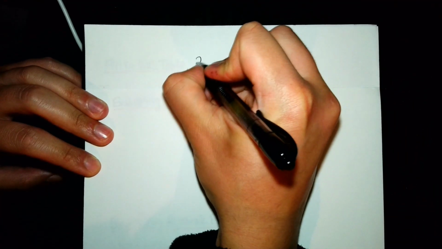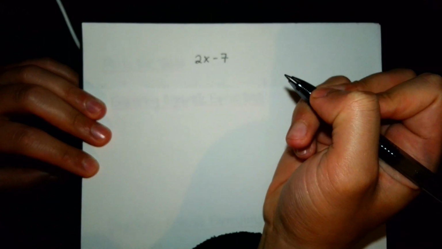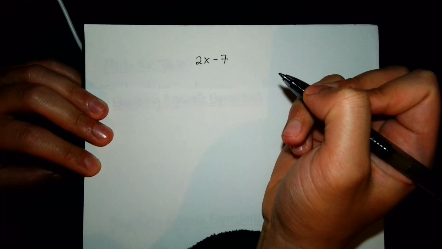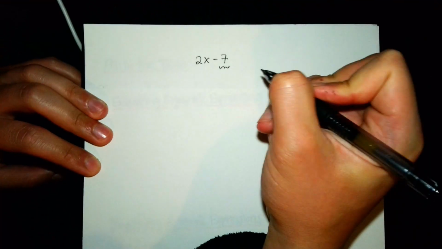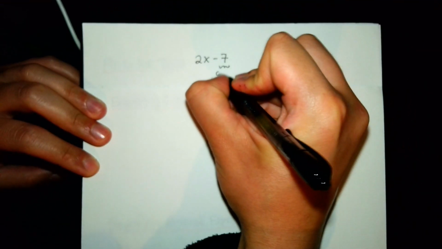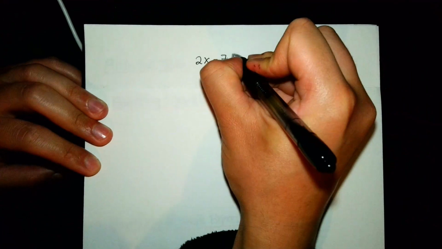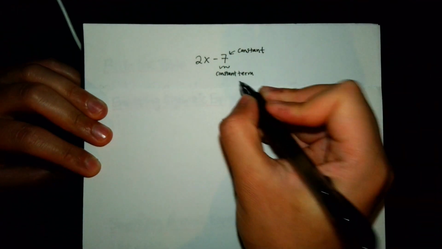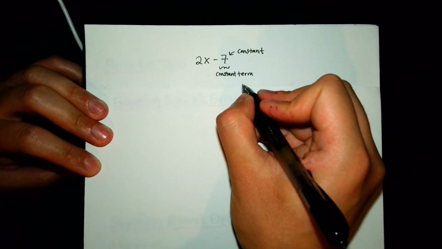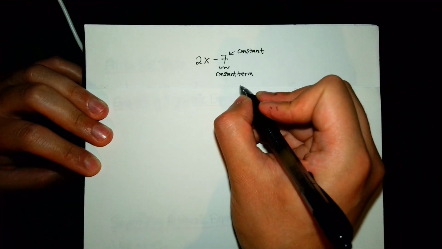Let's say we have the following expression: 2x minus 7. Now, let's identify each part of the algebraic expression. This 7 is considered a constant term, or just a constant. A constant term, also known as a numerical term, is a value that remains fixed and does not change.